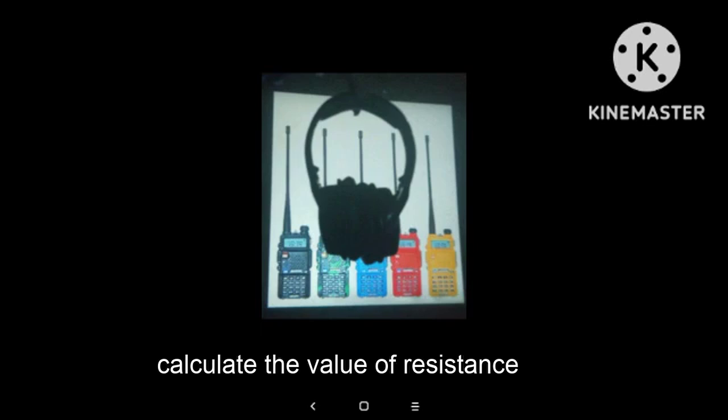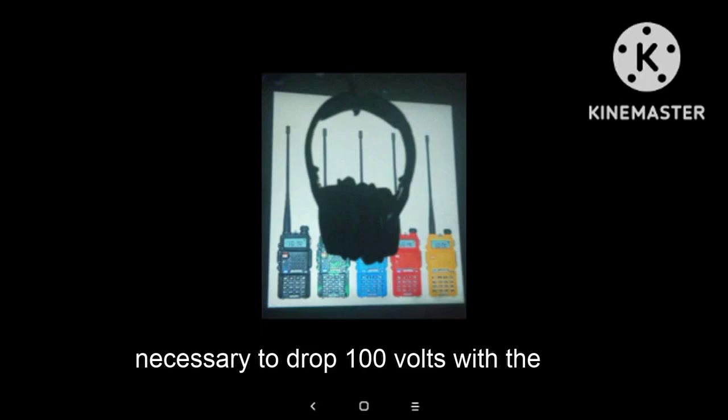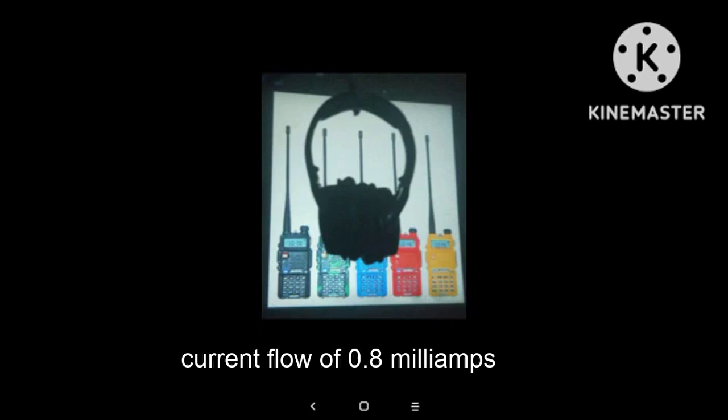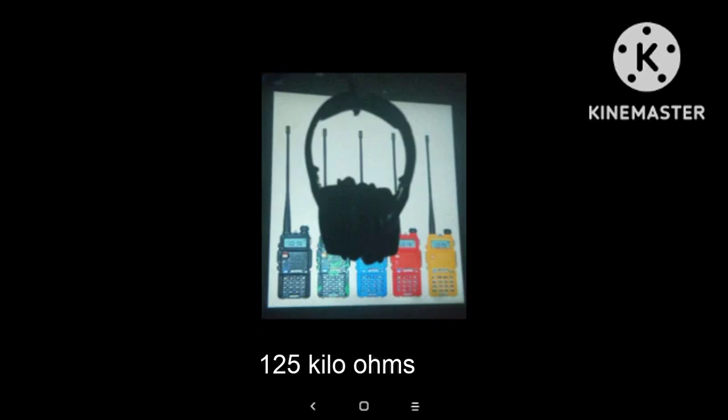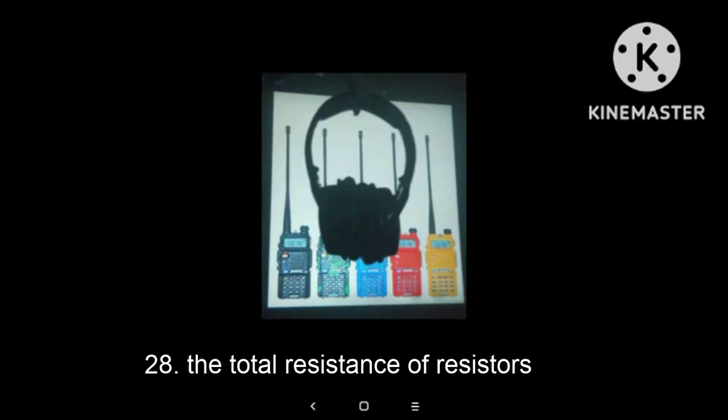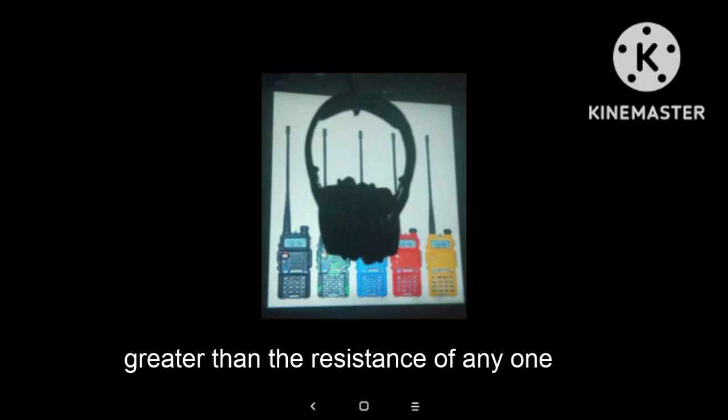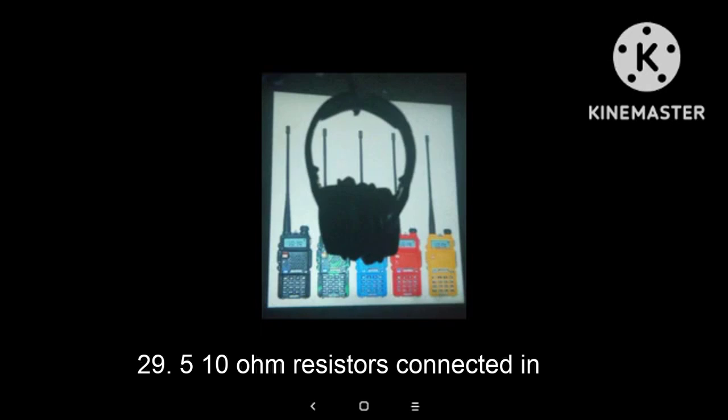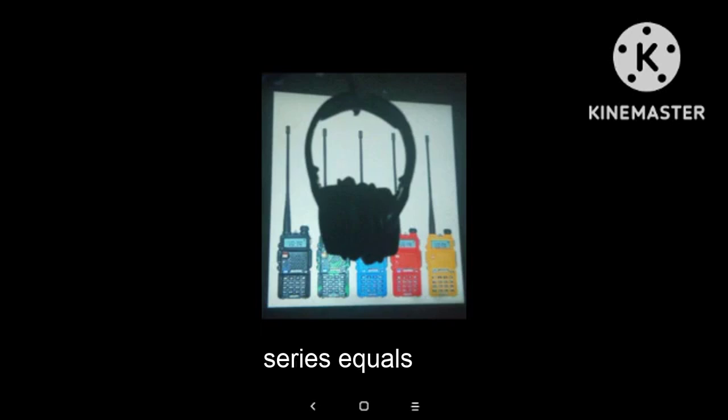27. Calculate the value of resistance necessary to drop 100 volts with the current flow of 0.8 milliamps. 125 kiloohms. 28. The total resistance of resistors connected in series is greater than the resistance of any one resistor. 29. 5 10-ohm resistors connected in series equals 50 ohms.